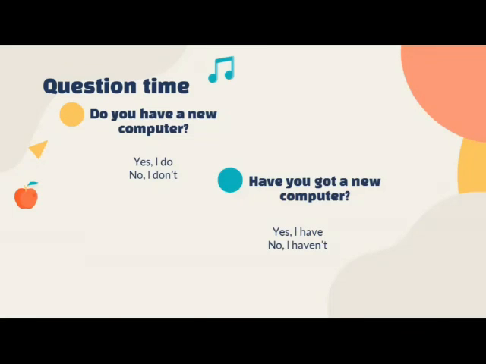The second question, have you got a new computer? You say yes, I have, and no, I haven't. In this case, once again, if you use the phrase have got, you use it only in present, but you can use the verb have simply in any tense you like. Do you have a new computer? Yes, I do. No, I don't.